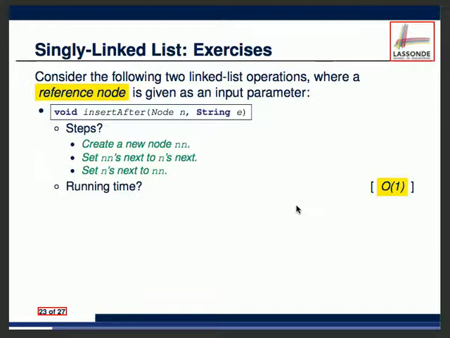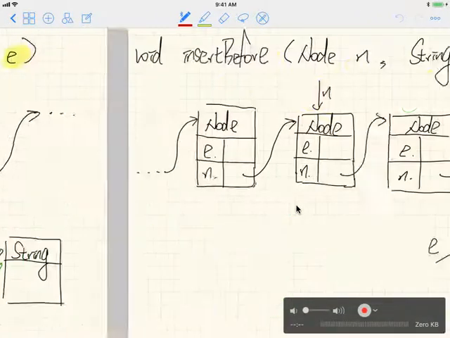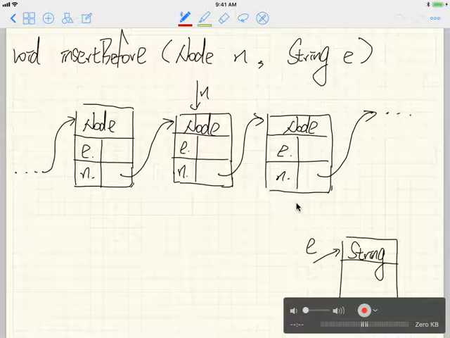Let's consider a second method here. Now, rather than insert after, we have insert before. Okay, and now you can see the parameters we have over here are the same. We also got some reference node n, and then we have a string over there. We want to insert before that. Okay. Now let's see the setup over here.